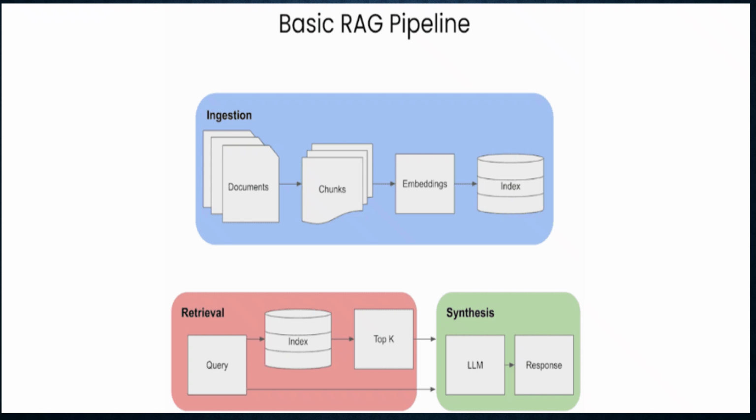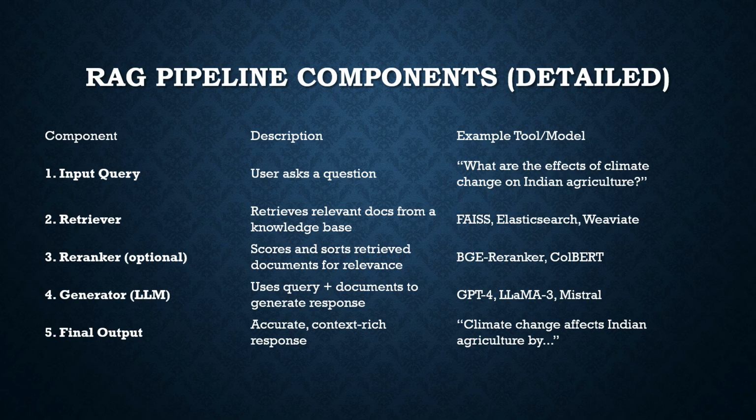This is the second step, where retrieval is happening. The user's query is converted in the same way, matched against the index, and the top K results are retrieved. Then synthesis happens with the LLM, and it returns the response.